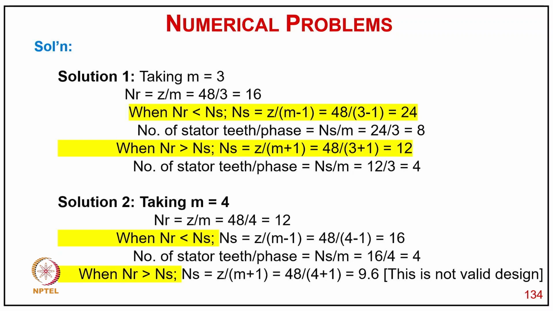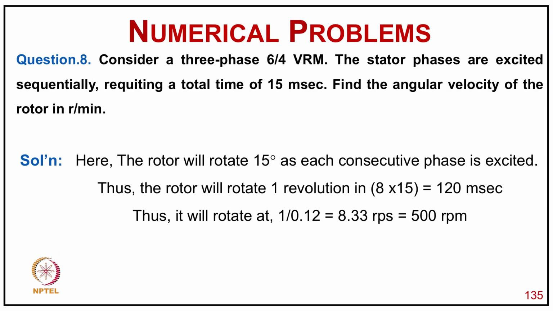Now solution 2, taking m equal to 4 and nr equal to z upon m, that is 48 by 4, that is 12. When nr is less than ns, ns equal to z upon m minus 1, so that becomes putting value 48 by 4 minus 1, so 16. And number of stator teeth per phase, that is ns upon m, that is 16 by 4, is equal to 4. When nr is greater than ns, ns equal to z divided by m plus 1 equal to 48 divided by 4 plus 1, that is 9.6. This is not a valid design.